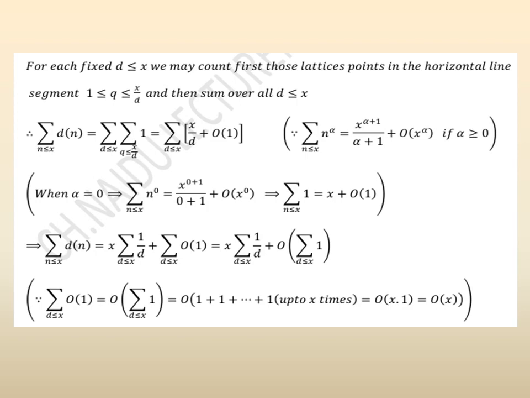Why we written like this? Because we know that summation of big O of 1, when d is less than or equal to x, is equal to big O of summation of 1. That means summation of big O of 1 is equal to big O of summation of 1. That means that is equal to big O of 1 plus ... plus 1 up to x times. Therefore, big O of x into 1, that is big O of x.